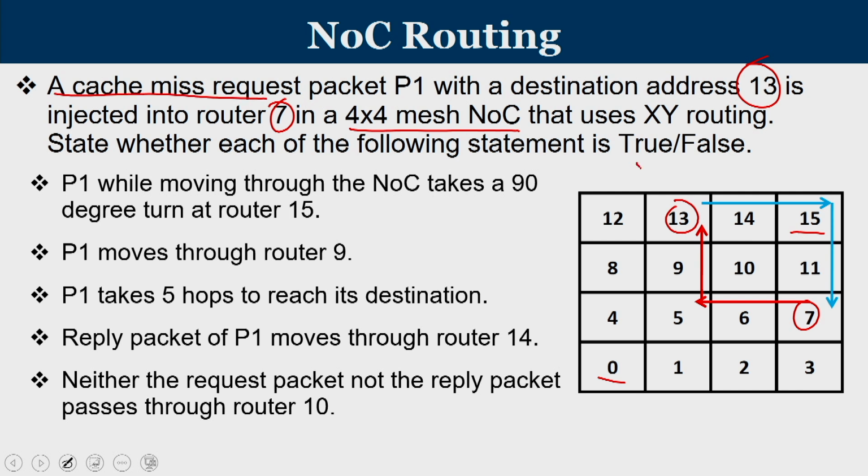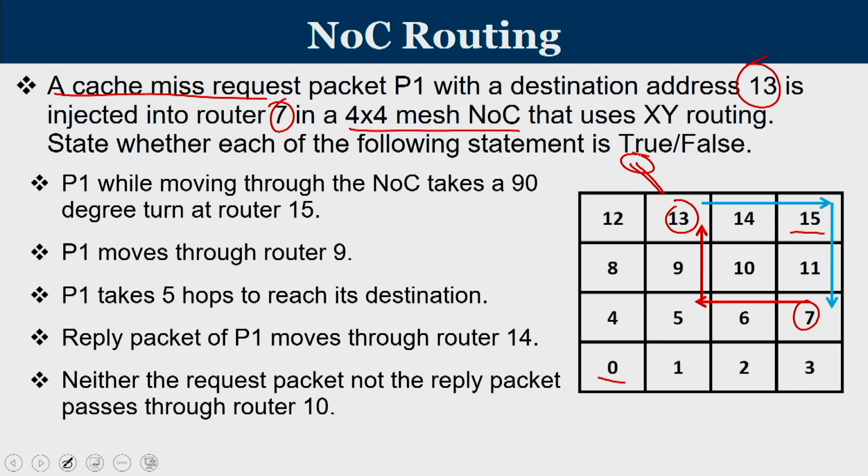So, there is a cache memory that is associated with 13, and you go and search in the cache, get the data, and then a reply packet is created that will travel all the way from 13 to 7. So, your request packet is going through the red line, as per XY routing, and the reply packet is coming through the blue line as shown in the diagram. Now, there are a few statements given, and we have to say whether they are true or false.